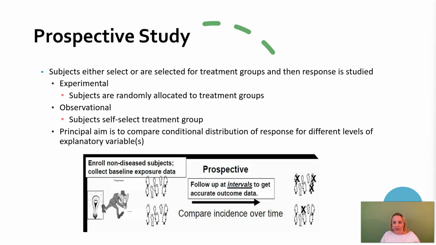So for an experimental study, our subjects are randomly assigned to the treatment groups. If we're going to do an observational study, that means we're going to look at the groups based on the things that the subjects have already chosen.